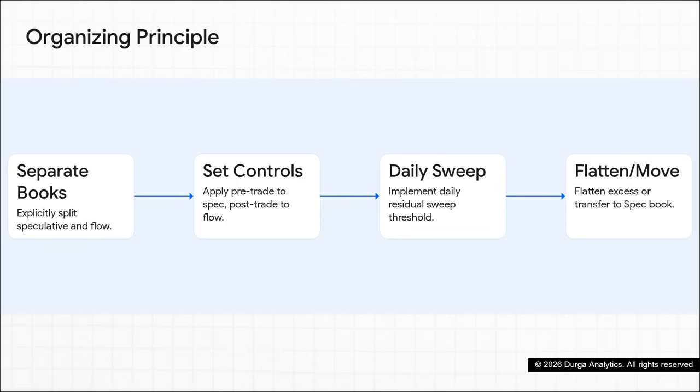Step 3, you absolutely must implement a daily residual sweep with a stated volume threshold. And finally, step 4, any excess residuals above that threshold must either be flattened immediately or they need to be explicitly transferred into the speculative book, carrying the full pre-trade authorization that implies. The golden rule: residual positions from flow activity must never, ever be allowed to just sit there unowned.